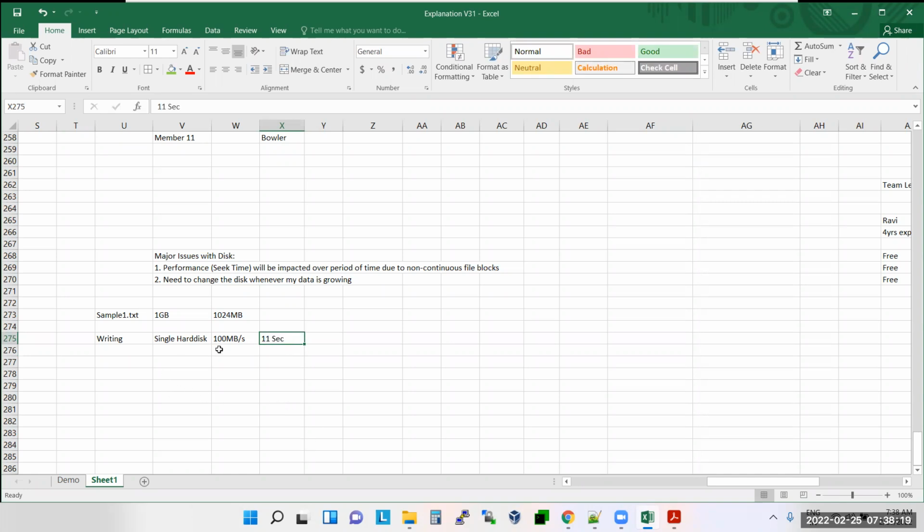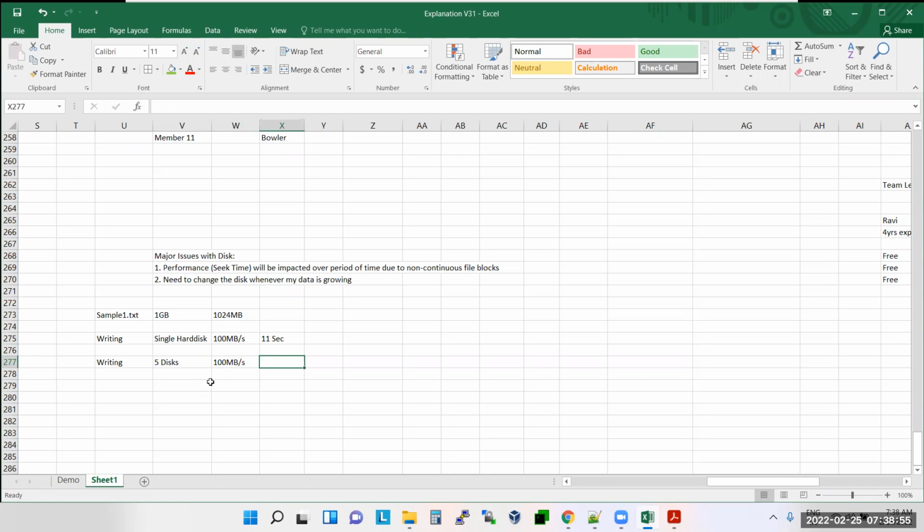Now, in case I have a distributed file system writing on, let's say, 5 disks. What is the capacity of each disk? 100 MB per second. What is the speed of each disk? 100 MB per second. Now tell me how much time it will take? 2 seconds. Why 2 seconds? Parallelism comes into the picture.